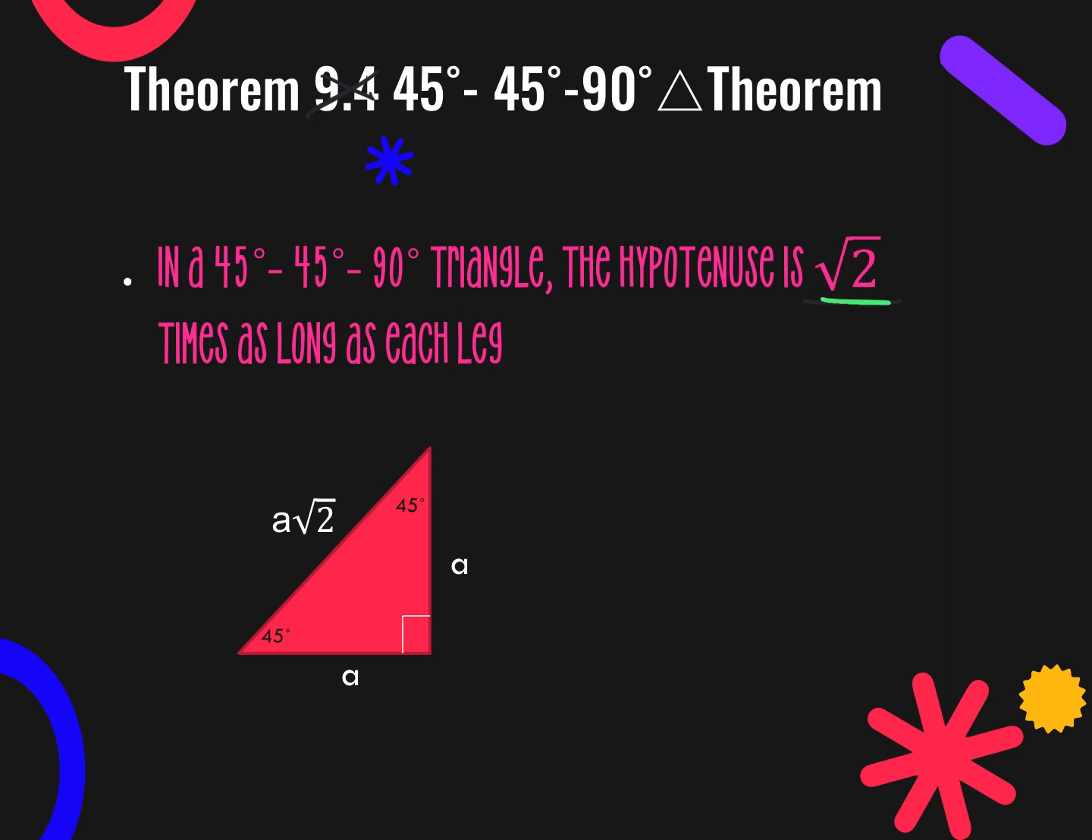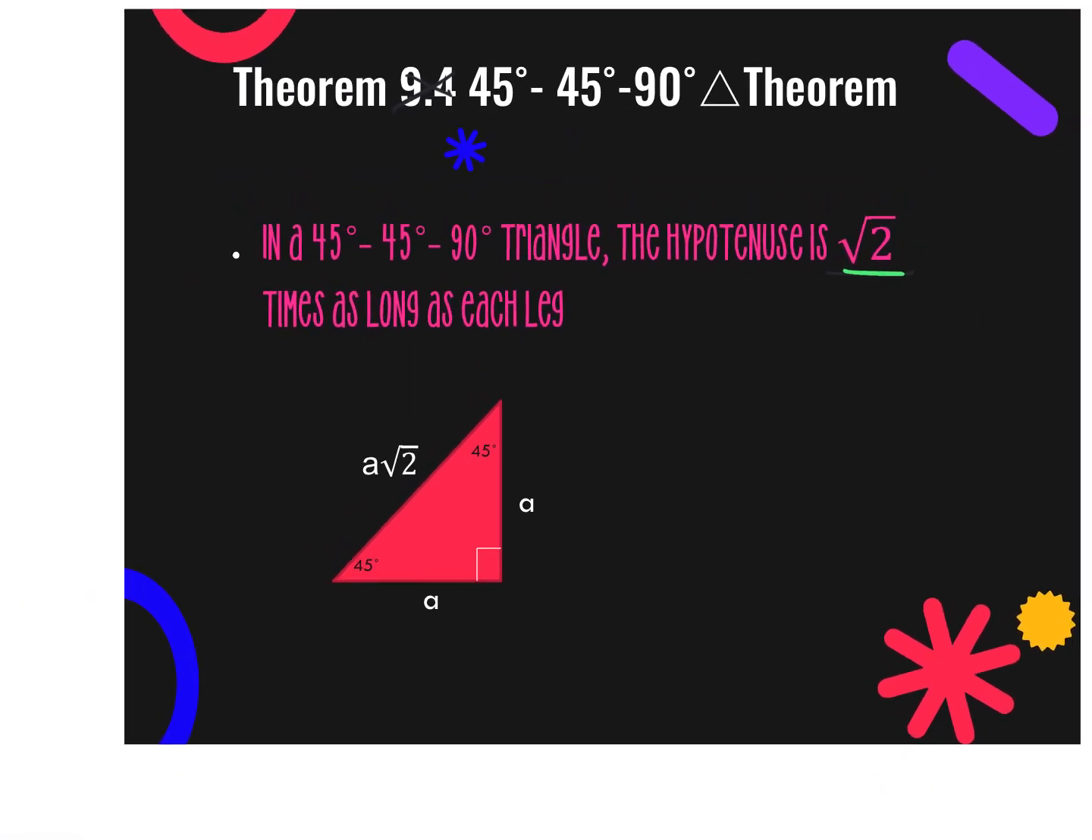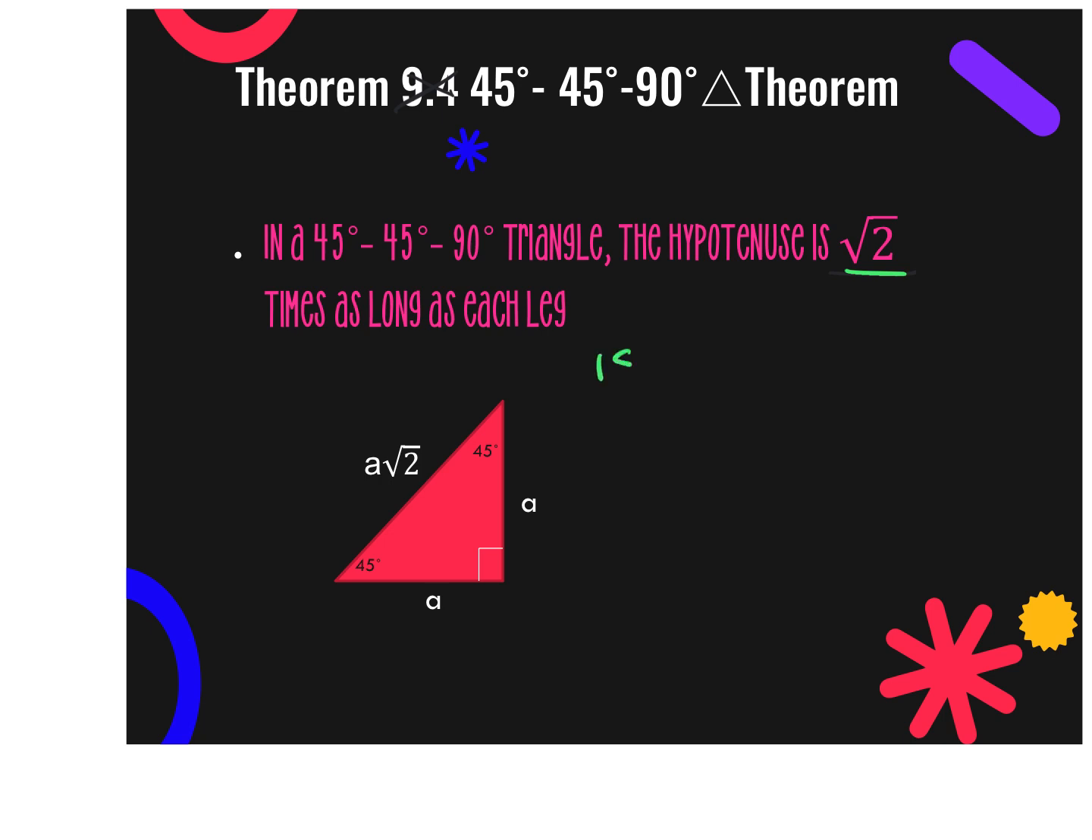So, for example, if you notice, this is actually an isosceles right triangle. Because if you notice, A and A are the same, and then the hypotenuse, the side across from the 90, is going to be A times the square root of 2. So this is the hypotenuse.